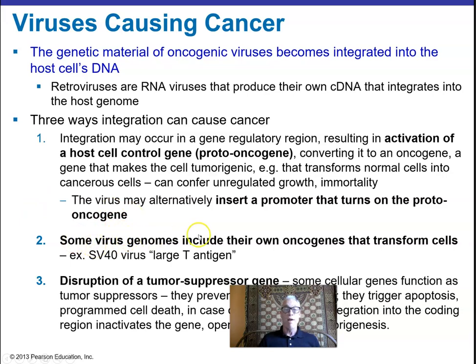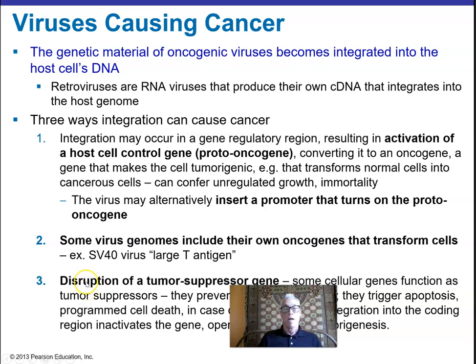Some viruses carry their own oncogenes, genes that can turn on the cell cycle. They kind of mimic proto-oncogenes, so they turn on the cell cycle and make the cells grow ad infinitum. And so the simian virus 40 has what's called the large T antigen, and that will trigger unabated cell growth and tumorigenesis, transforming cells.